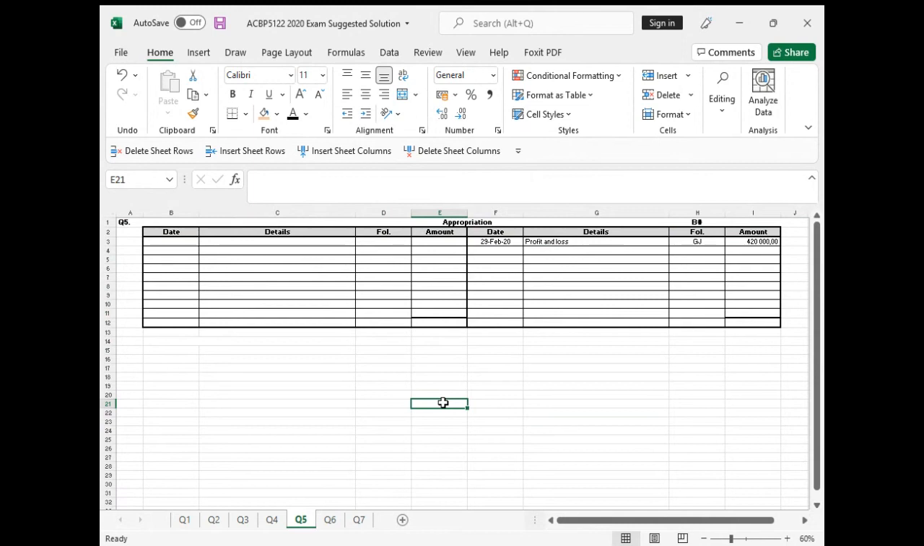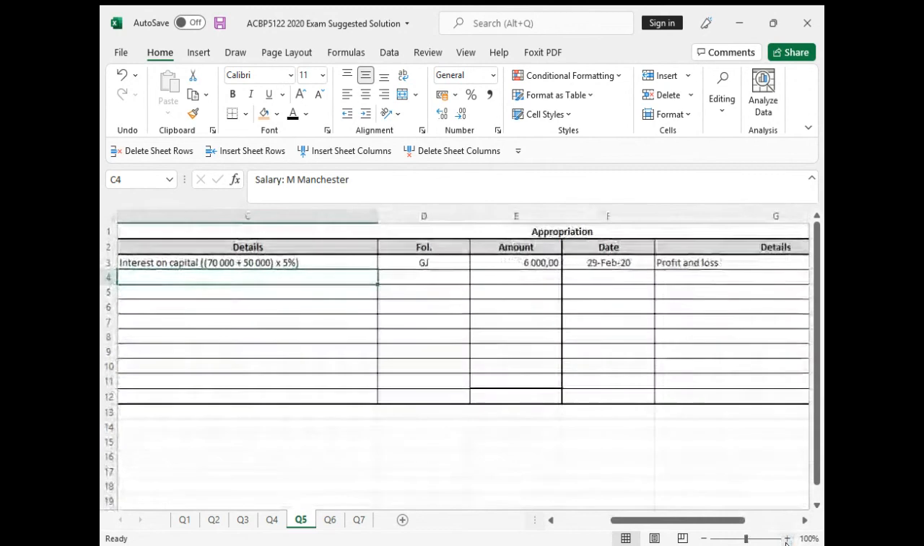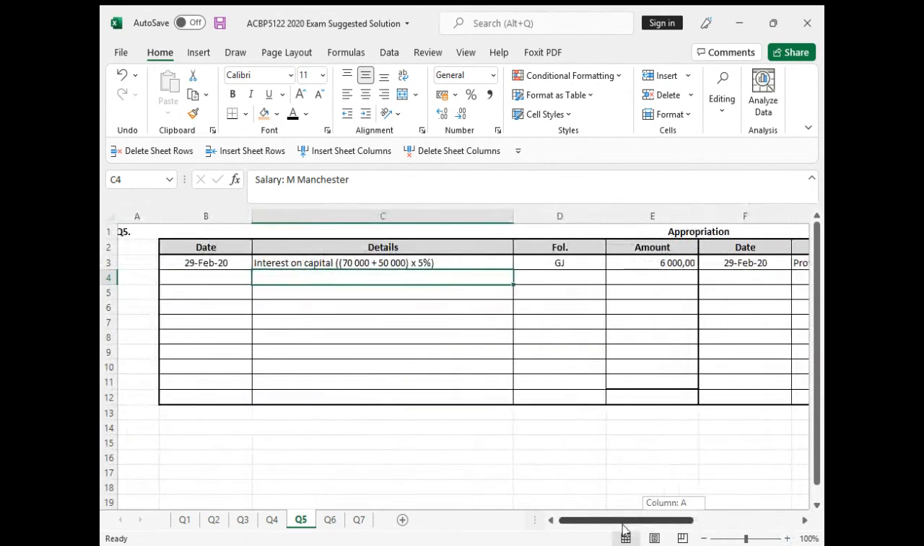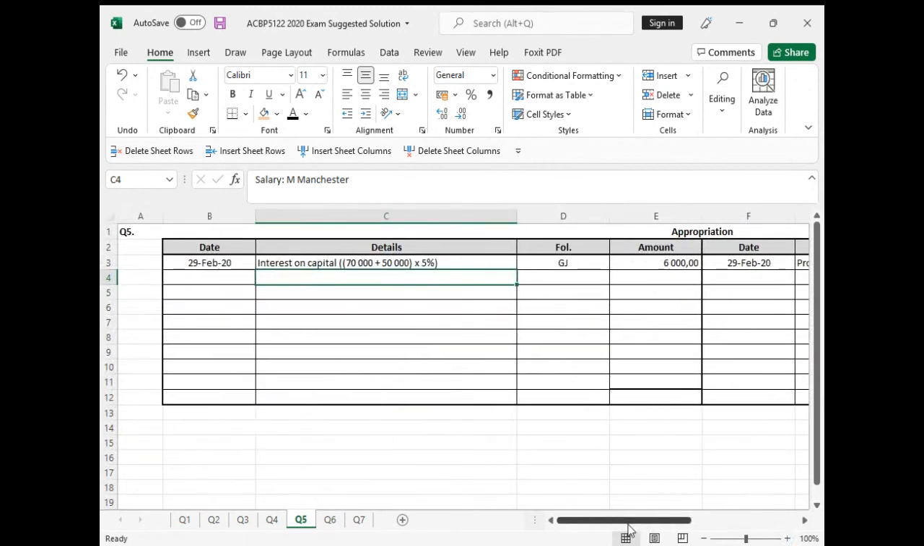So the first thing we have to account for is the interest on capital. Now we said interest on capital is an expense for the partnership. So that means we will have to debit it to reduce our profit with the amount for the interest on capital. Okay, so how we did it, we took the 70,000 for the one partner plus the 50,000 for the other partner, multiplied with 5%. To give me a value of 6,000 Rand.